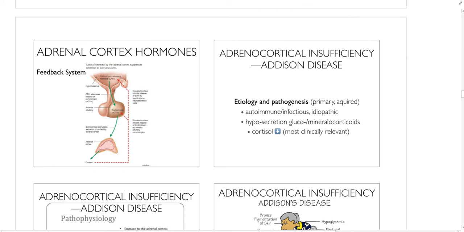So with Addison's disease, this is going to be a primary condition, meaning that it's just a problem of the adrenal cortex itself. Again, this is going to be involving either an autoimmune issue or an infectious etiology, or it could be idiopathic. And we're going to have a hyposecretion of gluco and mineralocorticoids, but we're mostly concerned with the decreased production of cortisol. Though there will also be a decreased production of, say, aldosterone, maybe testosterone.